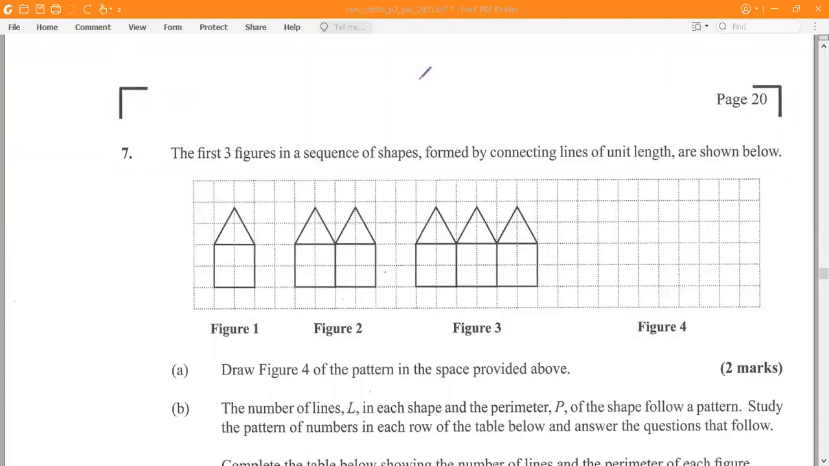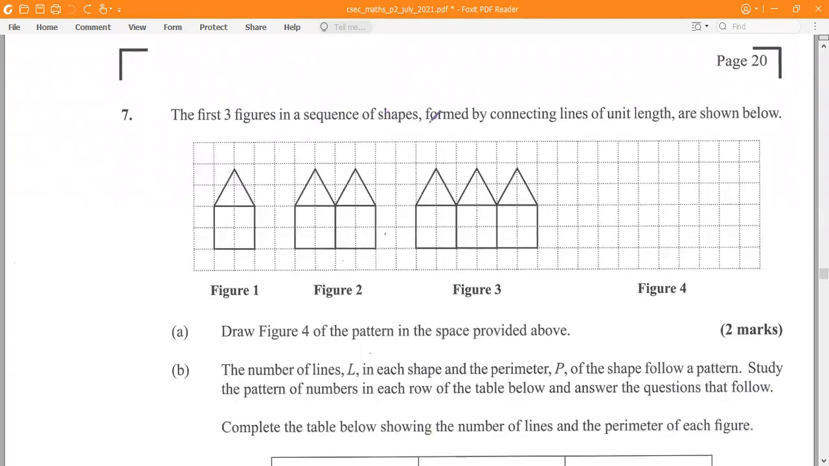Hello, good day. We are working out this CSEC Mathematics Paper 2 for May 2021 question, and this is number 7. This question has to do with investigating patterns and forming generalizations. So let's look at number 7, and we have the first 3 figures in our sequence of shapes. We are asked to draw figure 4 of the pattern.